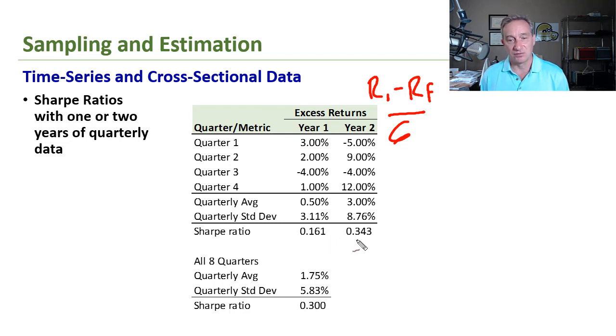And we get it for the second year as well. And also, I just did that. I commingled as a single series all 8 quarters here to get a Sharpe ratio of 0.3, which is somewhere in between. But this is an example of time series data here where each period is 1 quarter and our window is 2 years or 8 quarters.